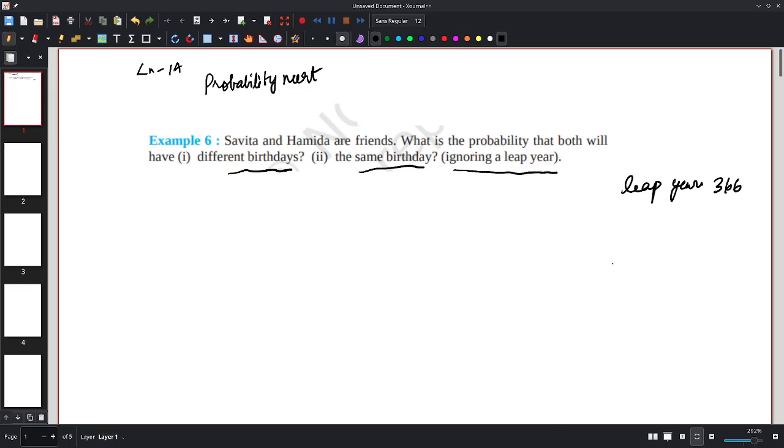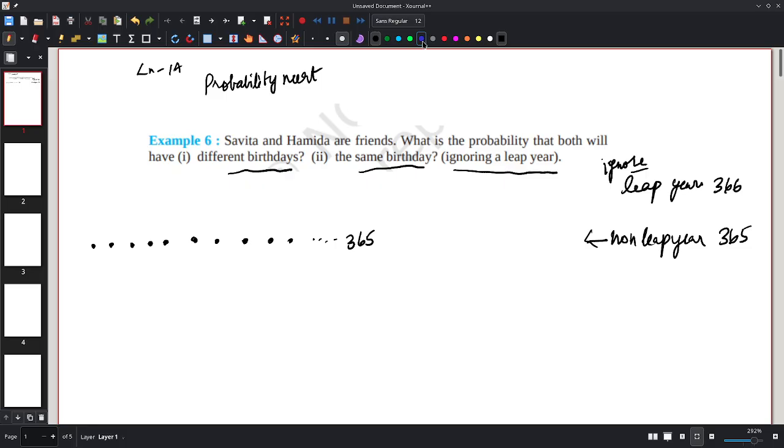So you should be considering a non-leap year, which is 365 days. Please ignore the leap year, as given in the question. So considering the non-leap year, which has 365 days, consider these dots as the days, right? If you keep on adding the dots, it can go up to 365 dots.